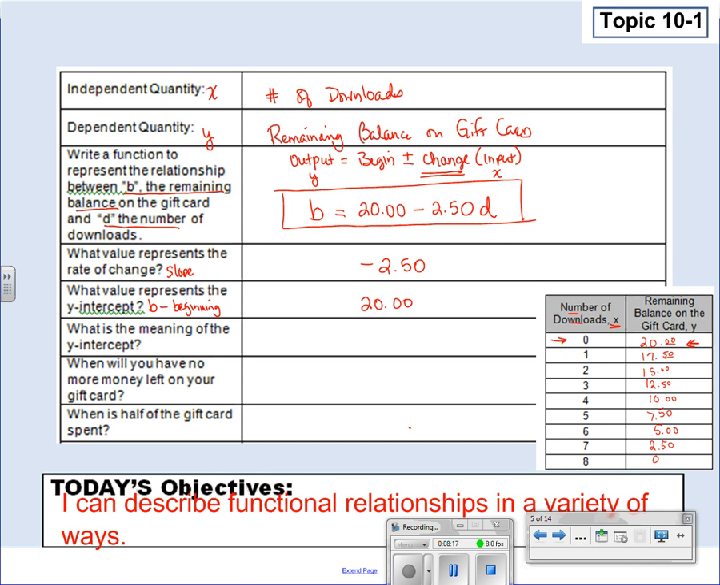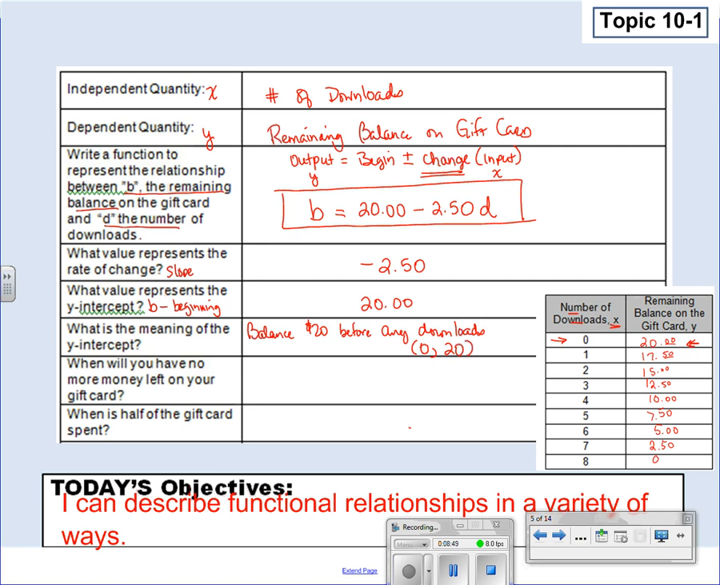What is the meaning of the y-intercept? The meaning of the y-intercept is where we began, or it's the balance of the gift card before any downloads were made. So it's the balance of $20 before any downloads. That means there are 0 downloads and I start off with 20. So I can write that y-intercept as a point also.